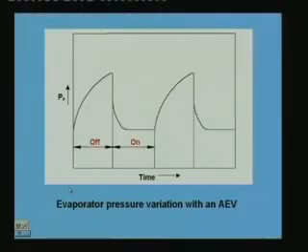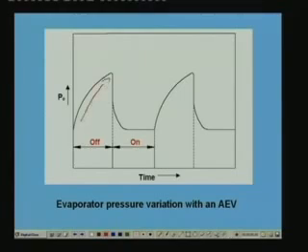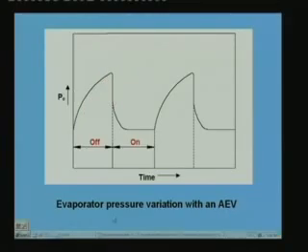And this is how the pressure varies during off and on. During the off period the pressure increases like this, in this manner, and at this point the compressor is switched on. Once the compressor is switched on, the evaporator pressure drops. Once the evaporator pressure drops, the upward force increases, the valve opens, refrigerant is supplied, so again the pressure drops like this. So this is how the pressure varies when you are using an automatic expansion valve.